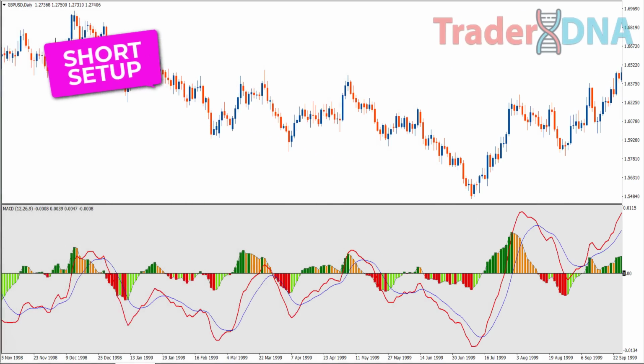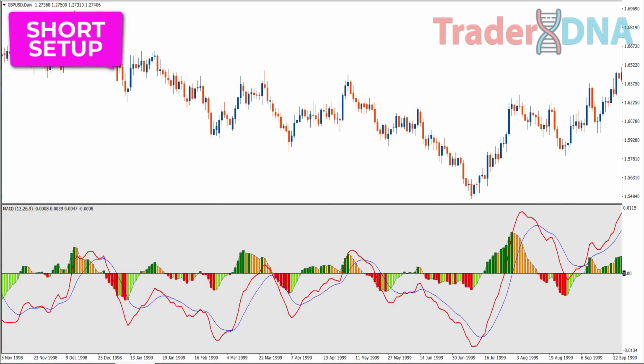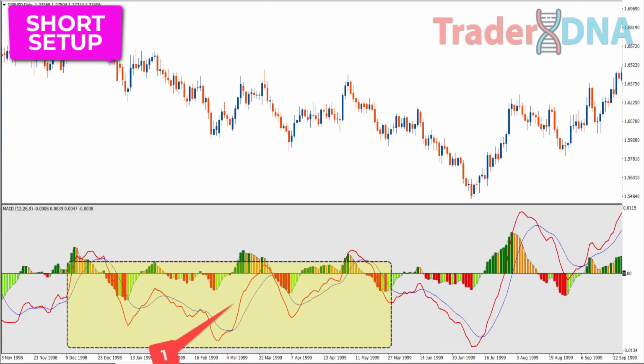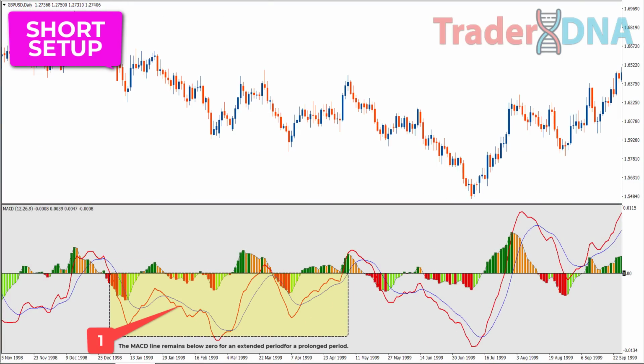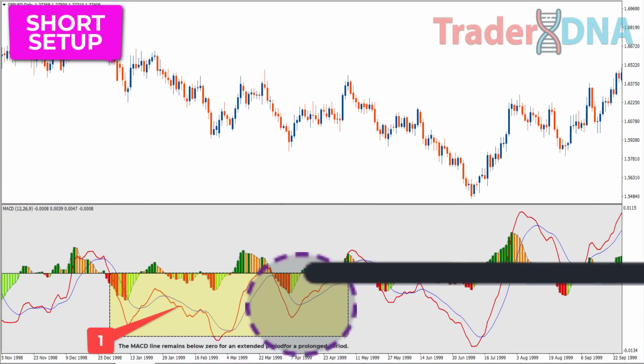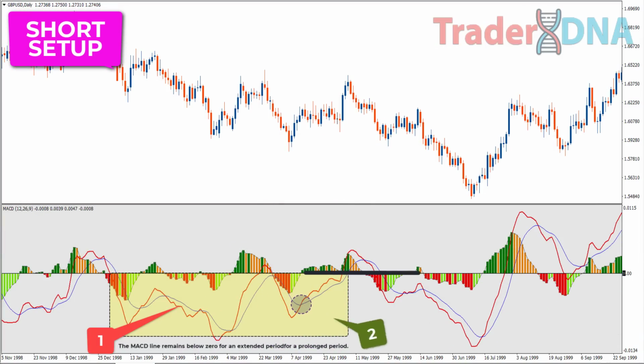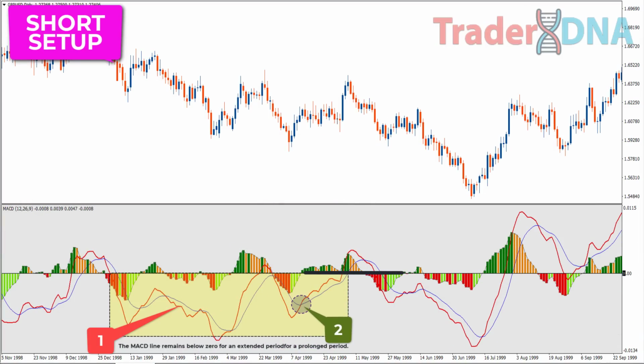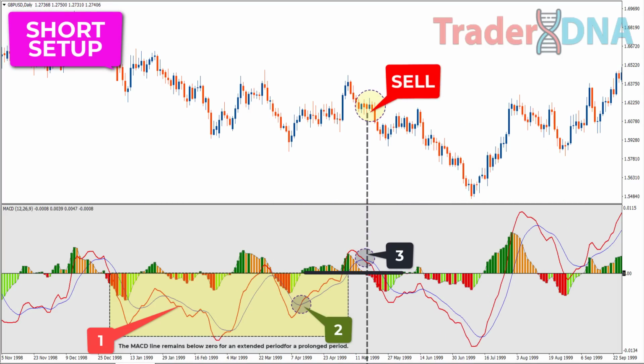Short setup. Firstly, note that the MACD line remains below zero for an extended period, indicating a strong bearish market trend. Secondly, the MACD initially crosses above its signal line before moving upward above zero. Thirdly, the MACD line declines below its signal line, signaling a selling opportunity.